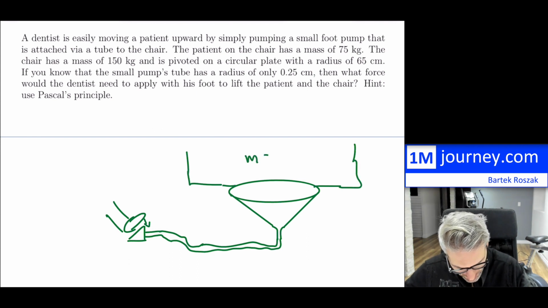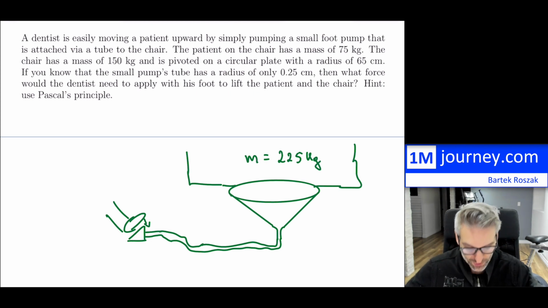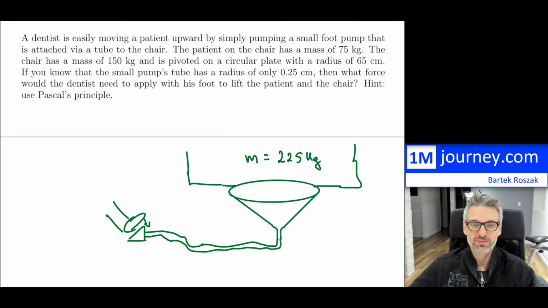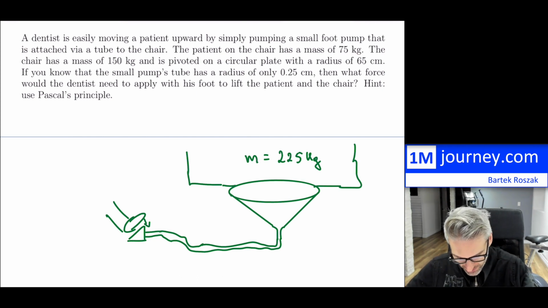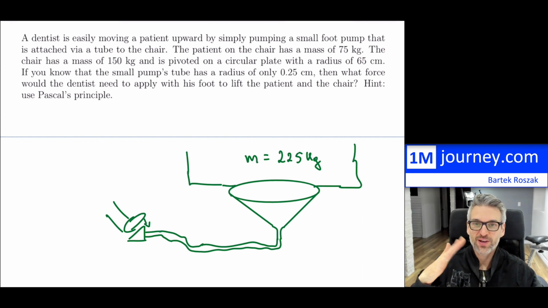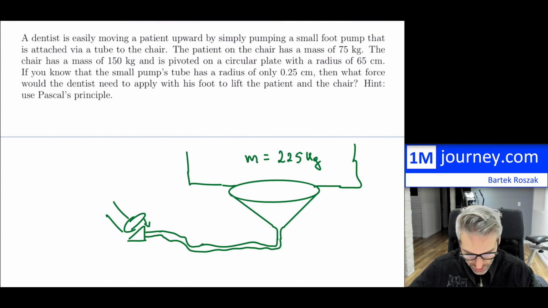So the mass of this entire thing is pretty big. It's 75 plus 150, so it's 225 kilograms. As you know, it would be very difficult to try to lift someone and a chair that heavy. I certainly wouldn't be able to do it. But yet we can pump our foot a little bit, and the chair is going to start to slowly go up with the patient. So what's happening in here?